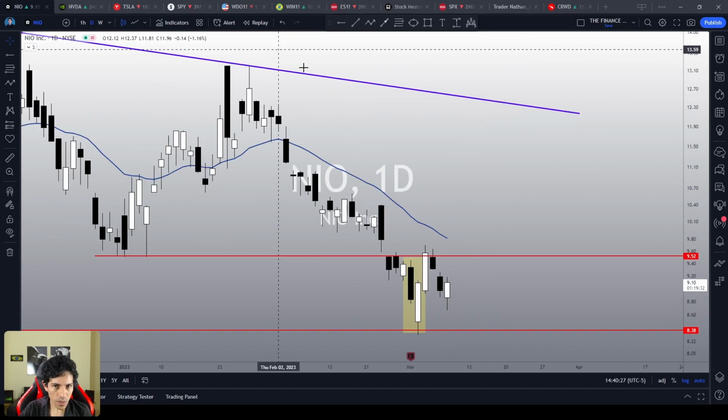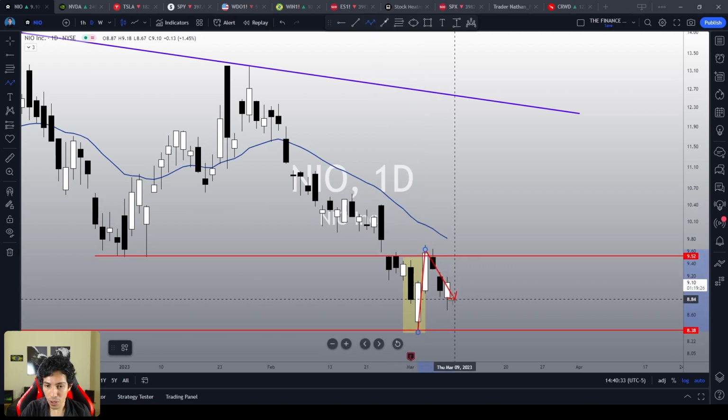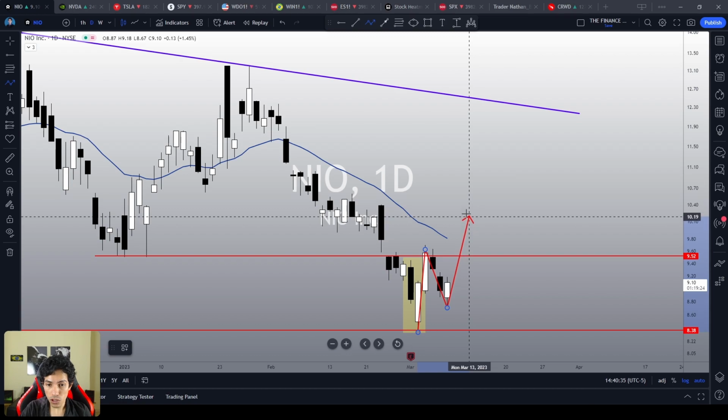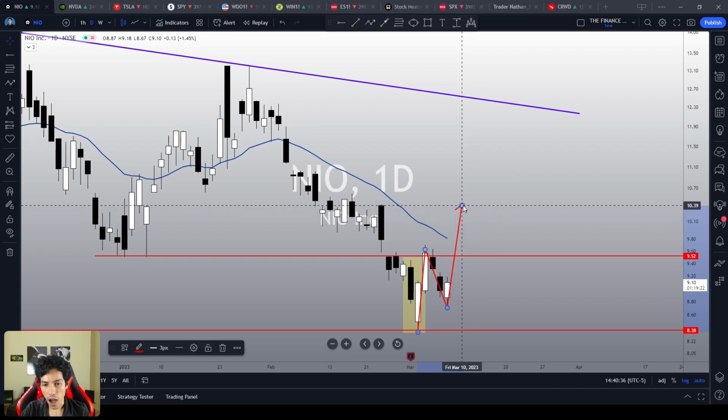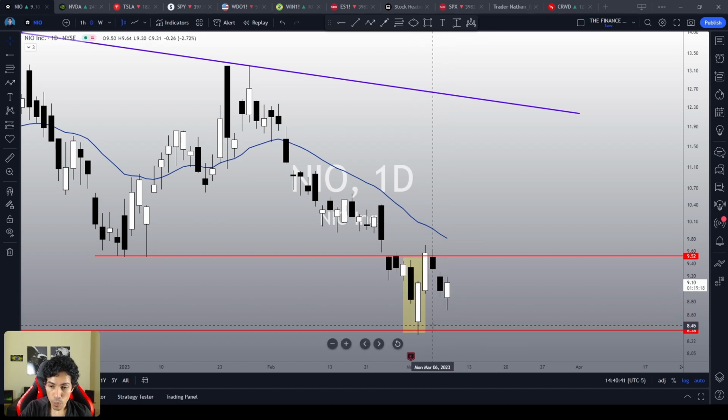What's more, if NIO breaks this red line over here, it would trigger at the same time a bullish pivot point in the daily chart. It would trigger a higher high, higher low. This bottom over here is so far higher than the previous bottom at $8.38, which we are going to discuss later.